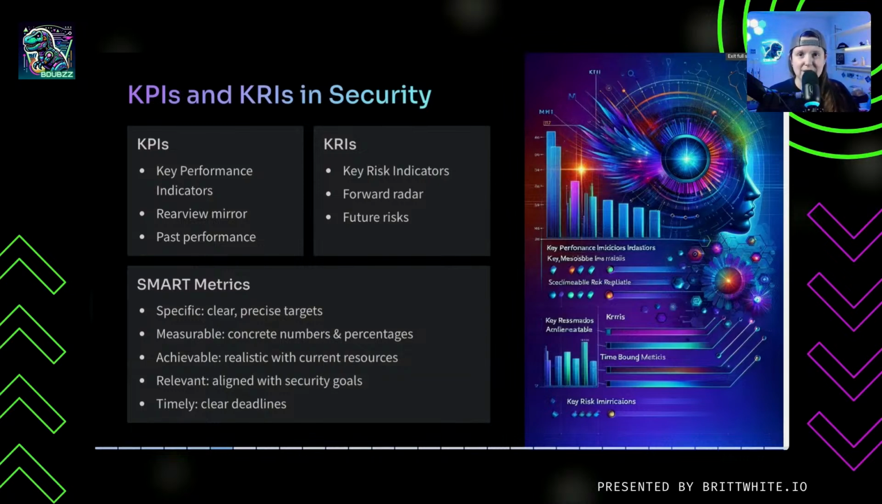Think of KPIs as your rear view mirror. They show you where you've been and how well you've performed. KRIs are like your forward radar. They warn you about potential risk ahead.